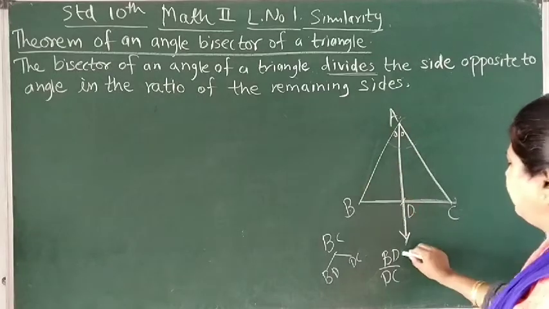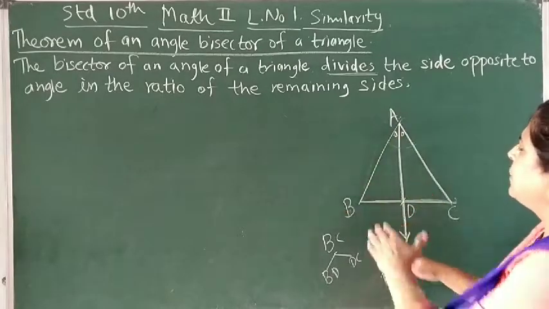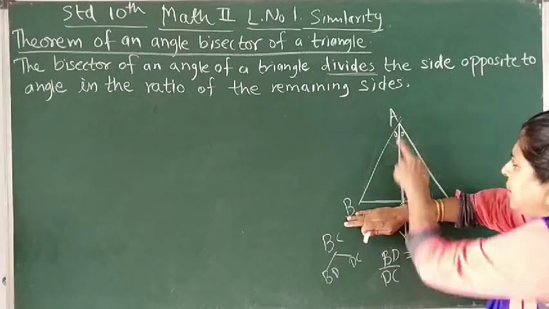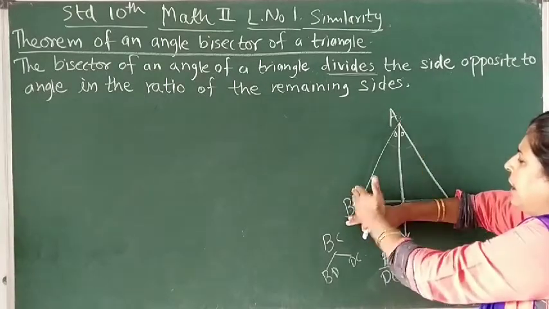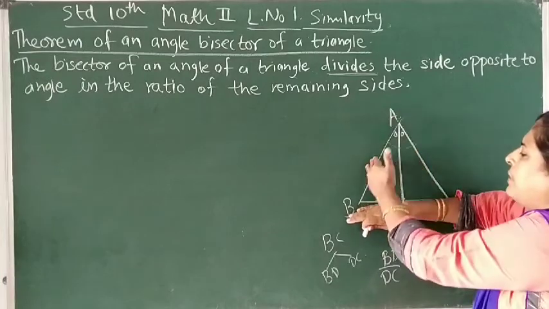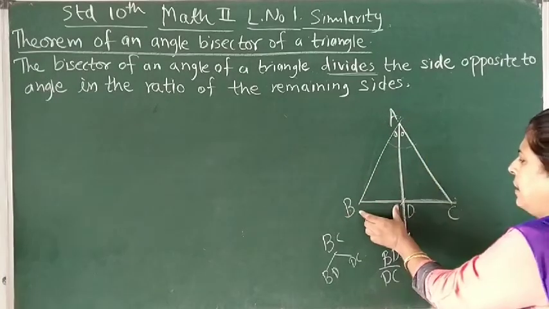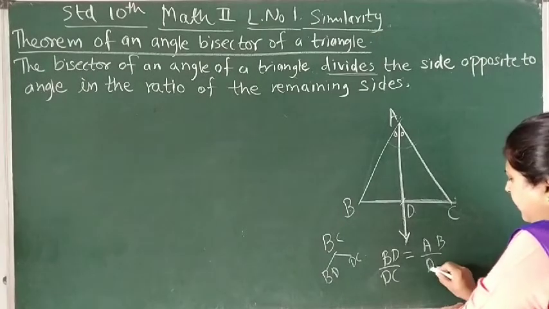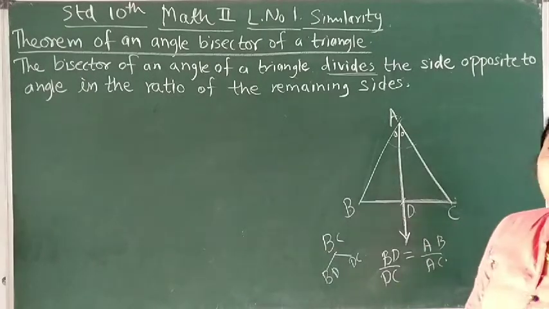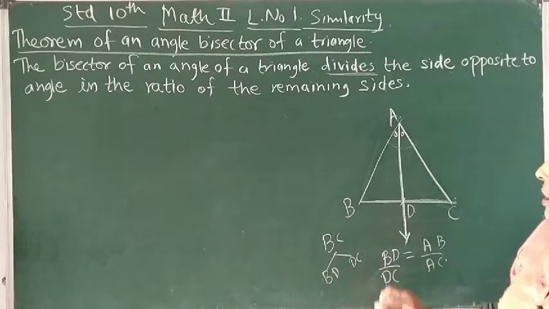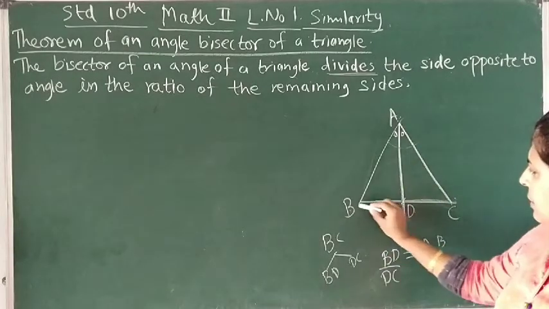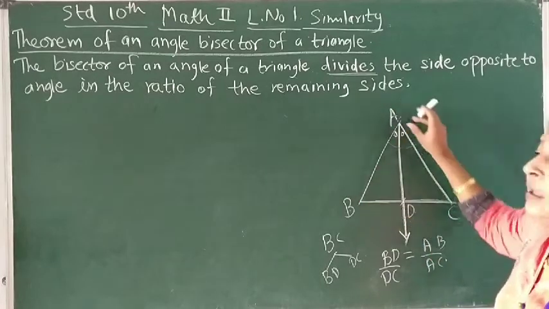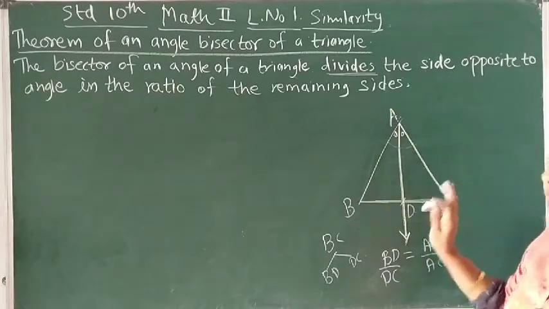Now this ratio is equal to the ratio of the remaining sides. What are the remaining sides? The remaining sides are AB and AC, since BC is opposite to angle A. Whatever the ratio of AB and AC is, it is equal to this ratio. So this is AB upon AC. So this is the statement. If this is a bisector, the ratio in which it divides the side is equal to the ratio of the remaining sides. So let's write the given.